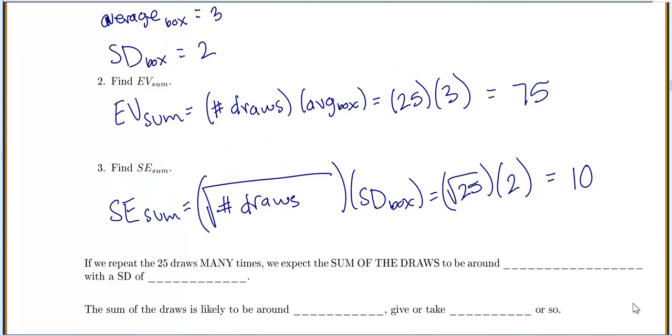What does this tell us? What is this useful for? Okay, so there's 2 ways you can interpret this. So first is if we repeat the 25 draws many times, we'd expect the sum of the draws to be around 75 and the standard deviation to be about 10. Or another way to say this is that the sum of the draws is likely to be around 75 because it's always likely to be around the expected value for the sum, give or take 10 or so.